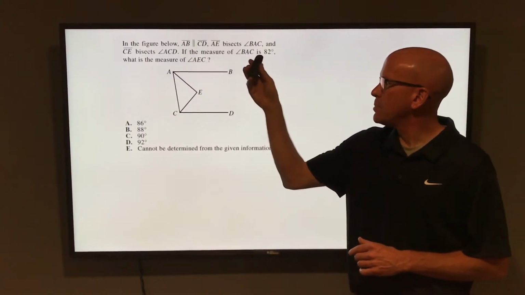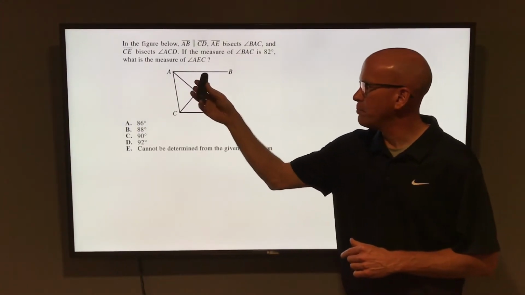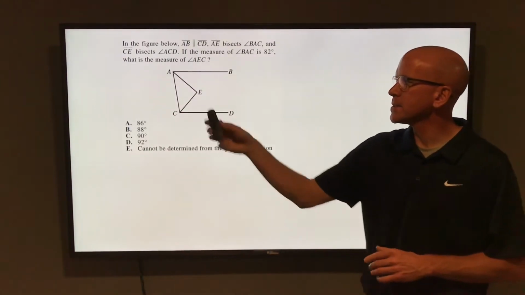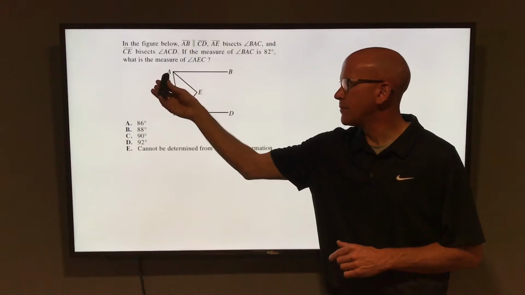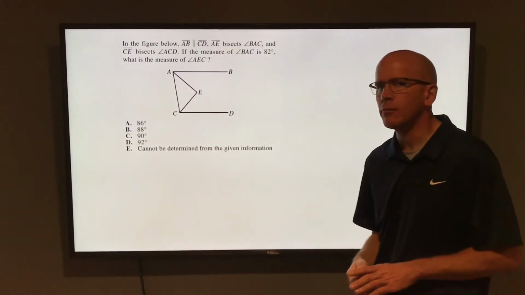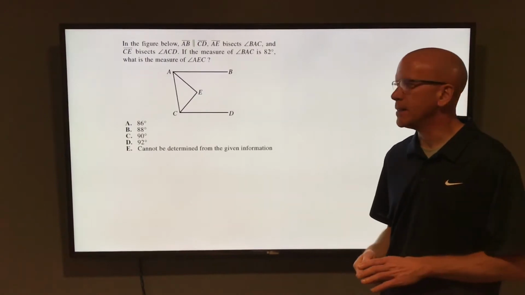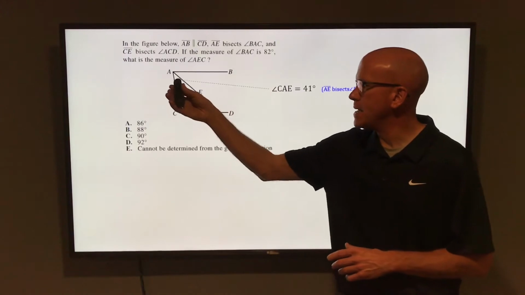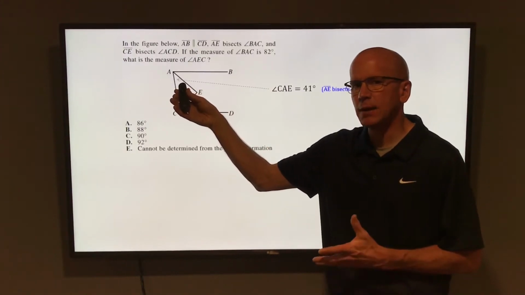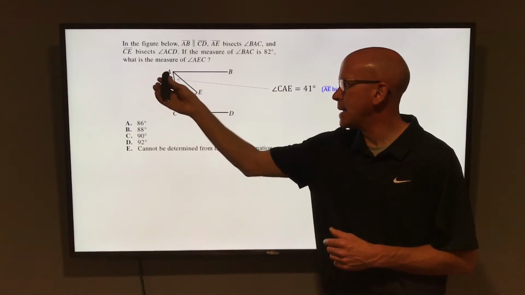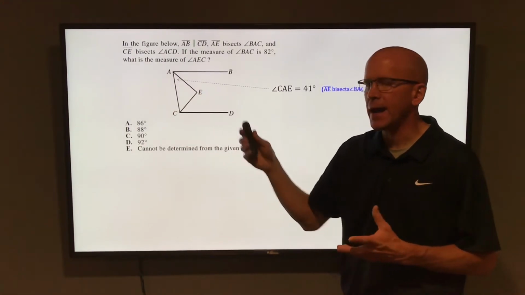If the measure of angle BAC is 82, so you're told that this big angle measurement BAC is 82. What is the measure of angle AEC? So you need to find this measurement AEC. Angle AEC, that's what you're looking for. You have to work your way around to find that. You're told that angle BAC is 82. You're also told that AE bisects or cuts that big angle in half. So if that's the case, then this angle CAE is 41. It's half of 82.